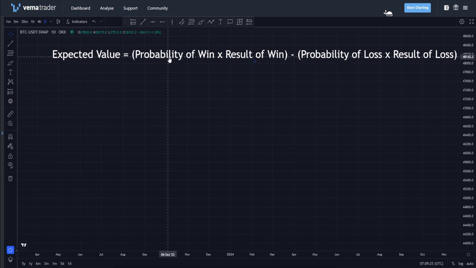If you can increase your probability of a win without changing any of the other results, you would increase your expected value. If you could decrease your probability of a loss without changing any of the other results, you would increase your expected value, which is what we want to be doing.